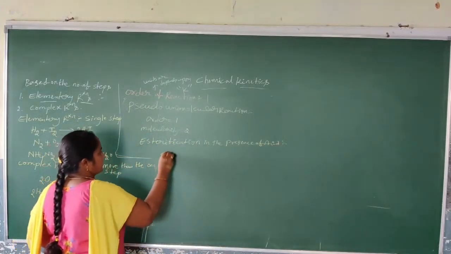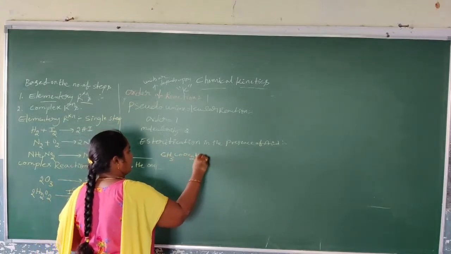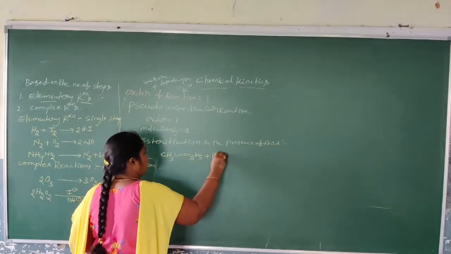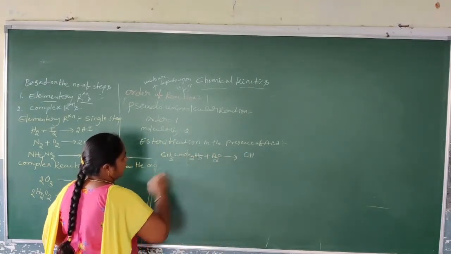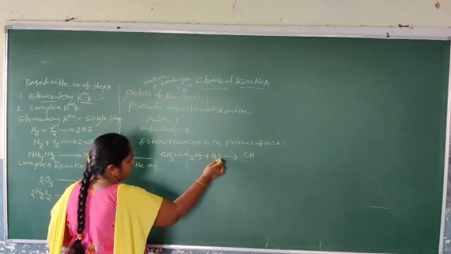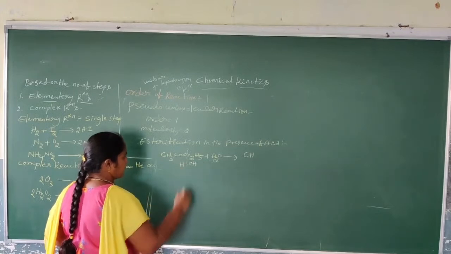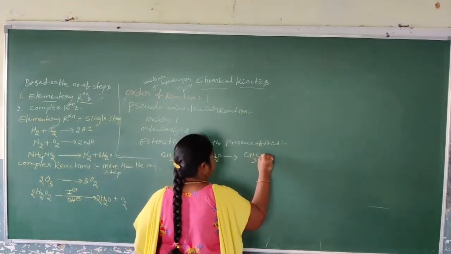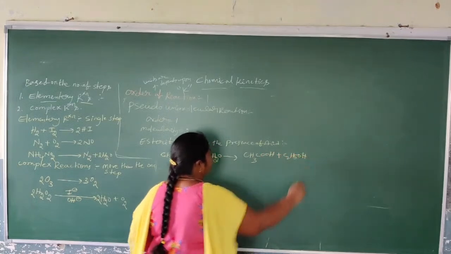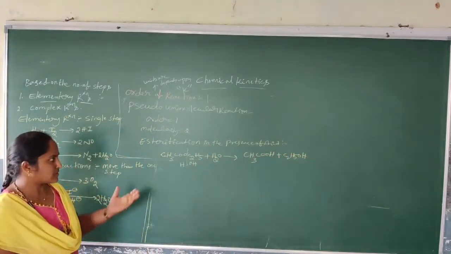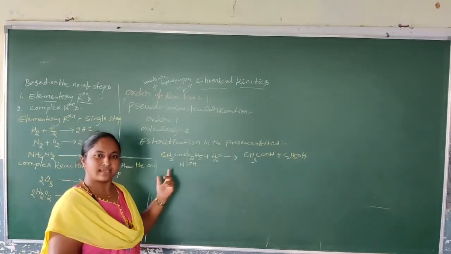Example: CH3COOC2H5 plus H2O gives CH3COOH. This bond will be broken and H2O added, two hydrogens and one oxygen. OH is added to this side, H is added to this side, that is hydrolysis. We get CH3COOH plus C2H5OH. This is called hydrolysis of an ester in the presence of acid, also known as esterification.